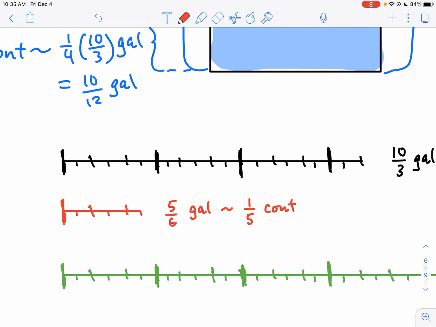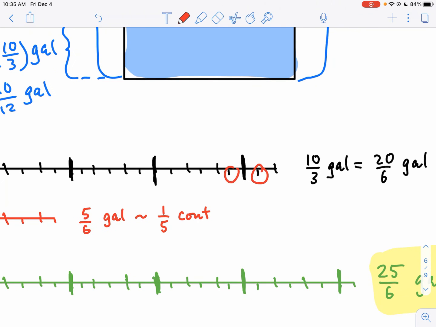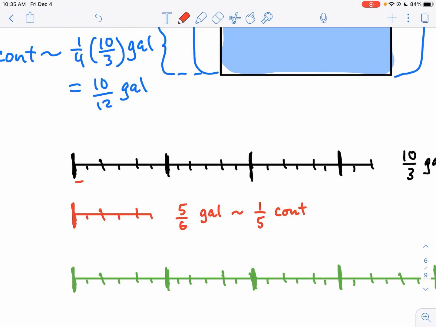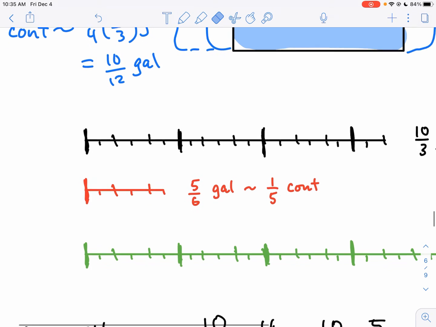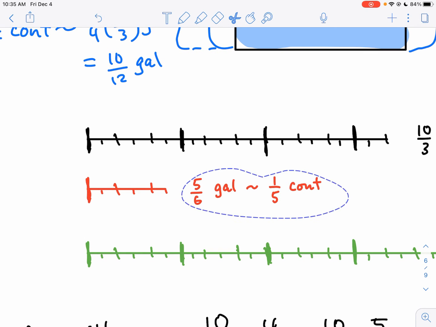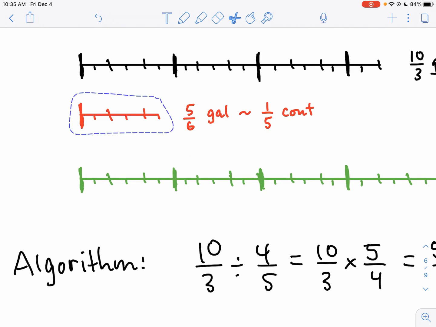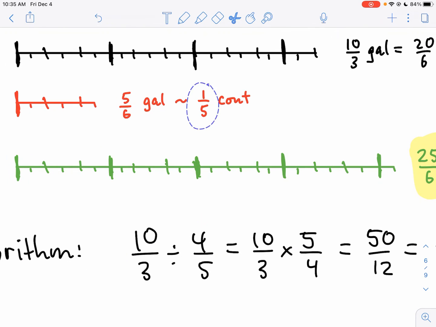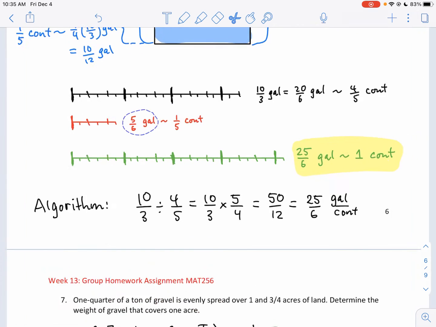And that's why I did the extra little hash marks later, because I wanted to think of everything in terms of sixths. And so we can see we have 1, 2, 3, 4, 5, 6. Right, we have 6, 12, 18 plus 2 more. We have 20/6 here. Divide that by 4. That makes 5/6. So 5/6 gallons corresponds to 1/5 of a container. And then I just had to iterate this 5 times. 5 times a fifth gives you 1 container, and 5 times 5/6 gives you 25/6 gallons, and that's how much would fill 1 container.